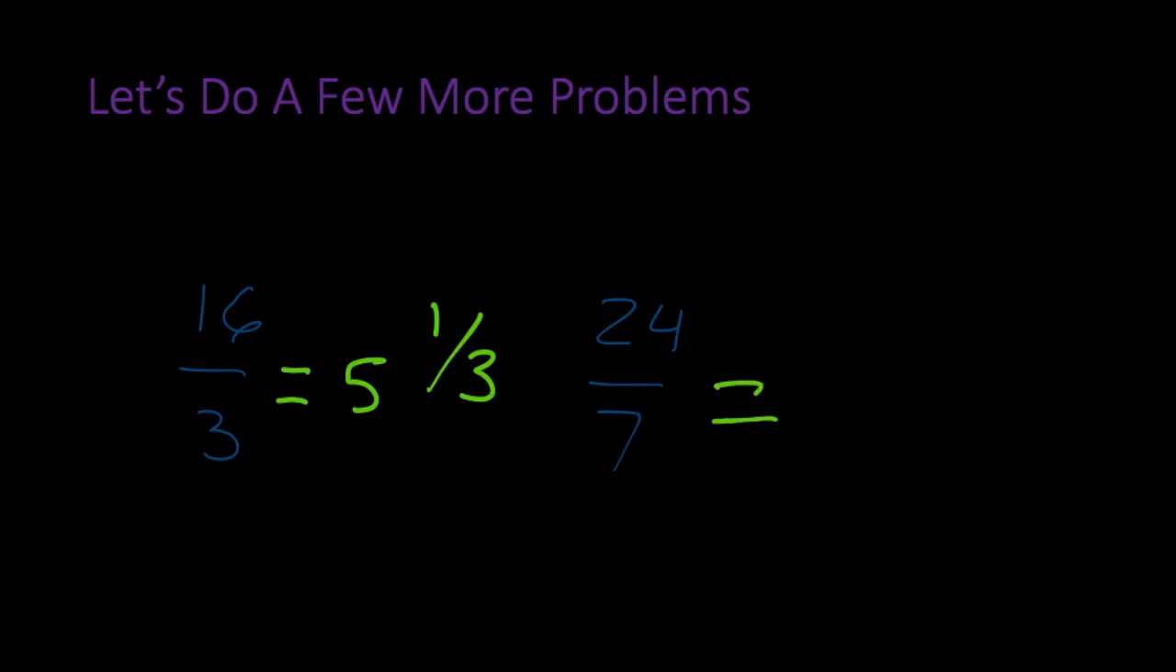And now 24/7. So 7 can go into 24. Let's see. 7 times 3 equals 21. And 21 is 3 away from 24. So 3/7. Denominator is staying the same.